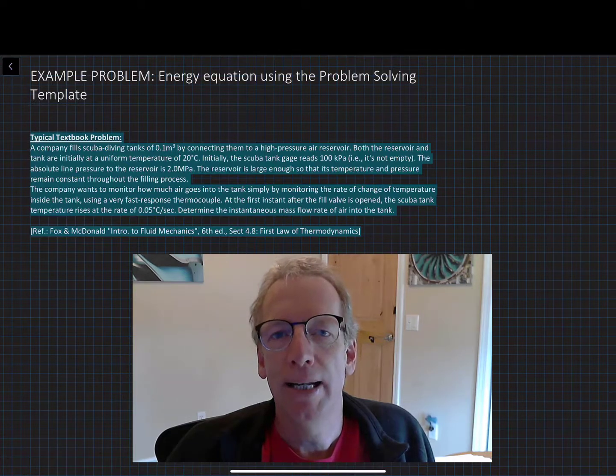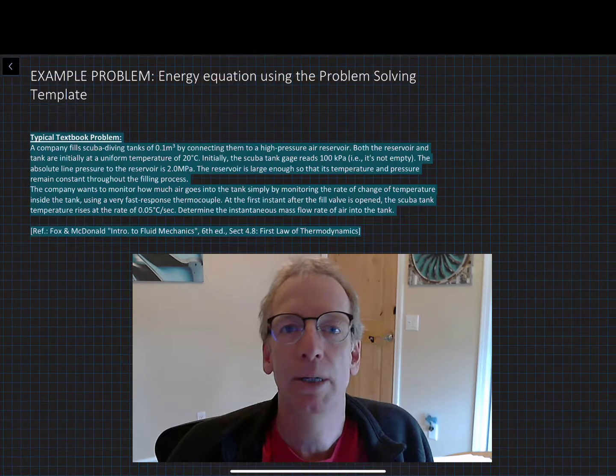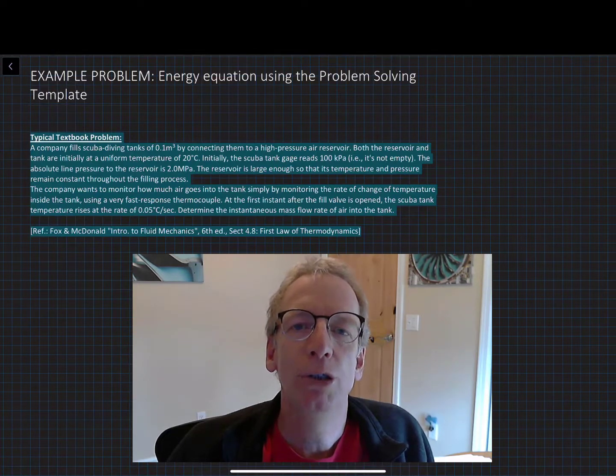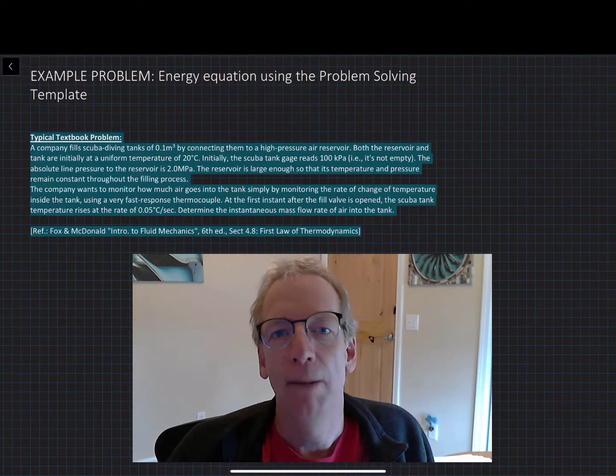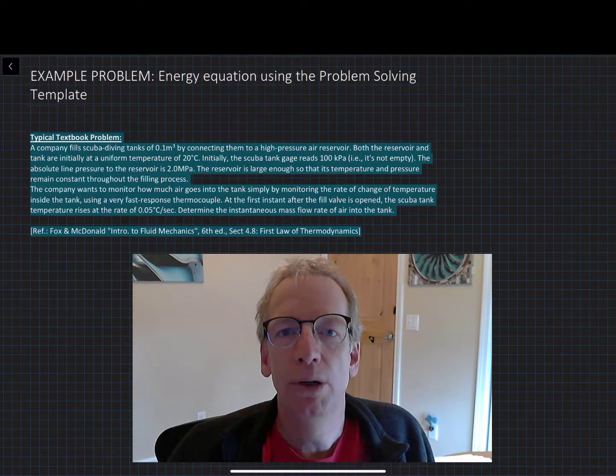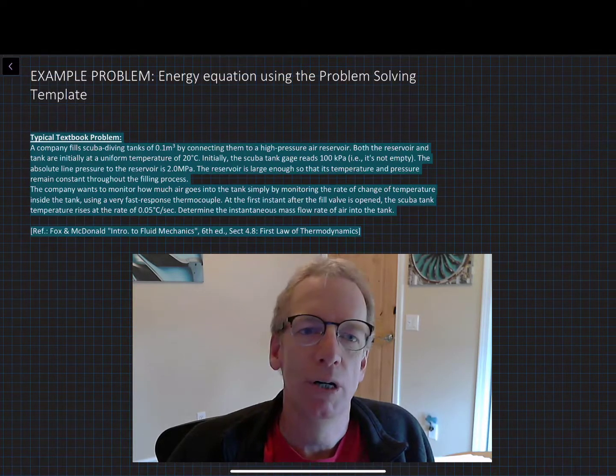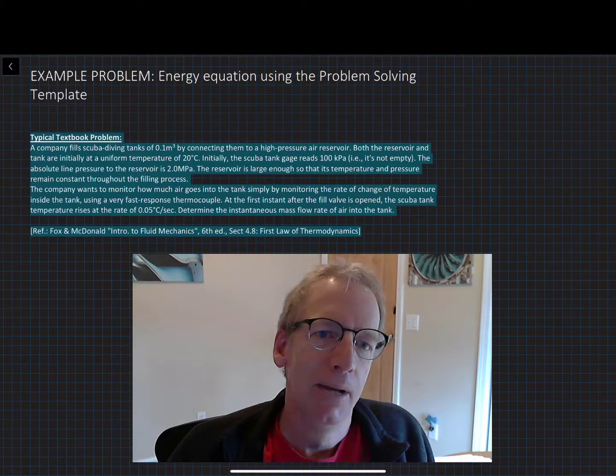Furthermore, there's some air in the tank already. 100 kilopascal gauge is what it tells us. So that means roughly 2 atmospheres absolute. Time equals 0. A valve that separates the reservoir from the scuba tank is open, and air starts to flow from the big reservoir to the scuba diving tank.